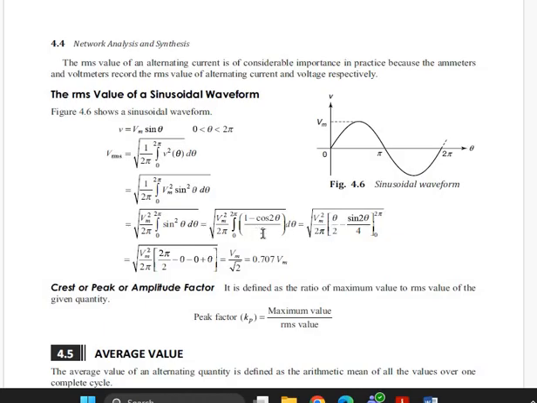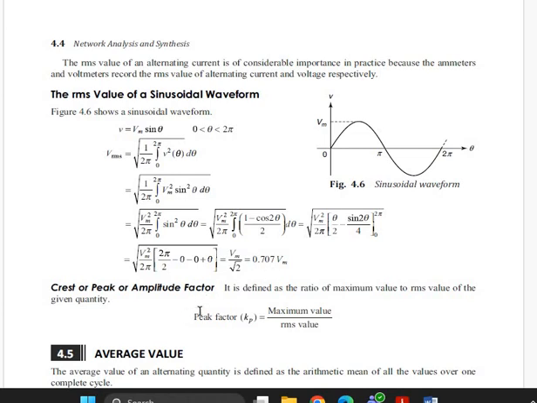After that we are integrating 1 by 2. It is nothing but theta by 2 minus cos 2 theta integrated, that is minus sin 2 theta by 2 into 2, that is sin 2 theta by 4. So the limit is 0 to 2 pi. Then after substituting, we are getting the final value Vm by root 2, that is 0.707 Vm.